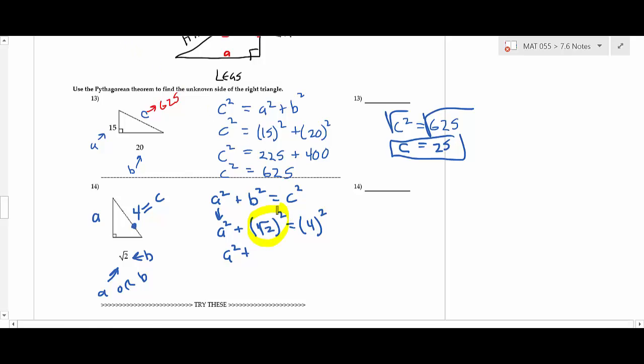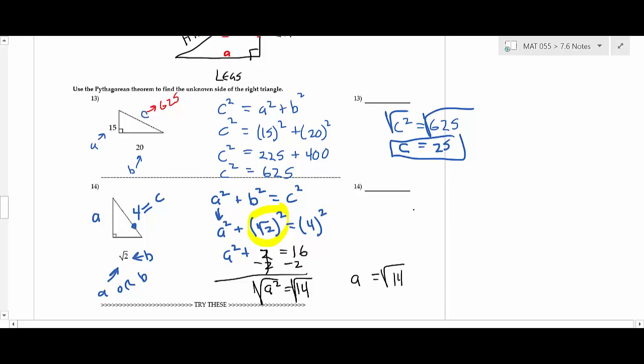If you square a square root, what happens? It goes away, okay? The square root of anything squared is itself. So that's plus 2. Okay, this is now equal to 16. And then you've got to isolate a squared. So what you're going to do is subtract 2 from both sides. And then that would give a squared is equal to 14. Okay, now what? Square root both sides, good. Okay, so if you have that, you have a is equal to the square root of 14.